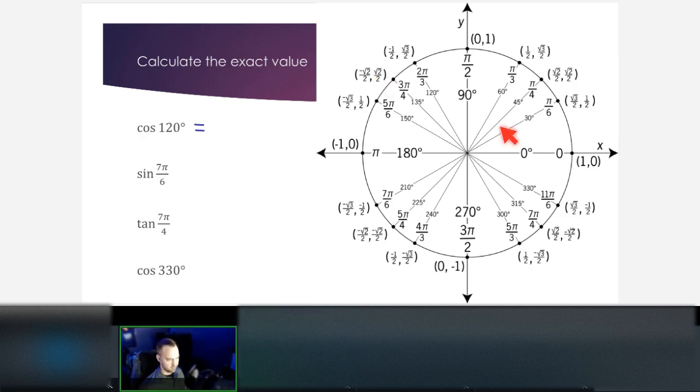Most of you are agreeing, -1/2. So let's see if that's right. So cosine of 120, so 120 degrees, that's right here, right? 120 degrees. And cosine is what variable again? What's the variable for cosine? X. Yeah, X. So we look at the coordinate. So that means the cosine of 120 is equal to -1/2. So that is the answer, -1/2.